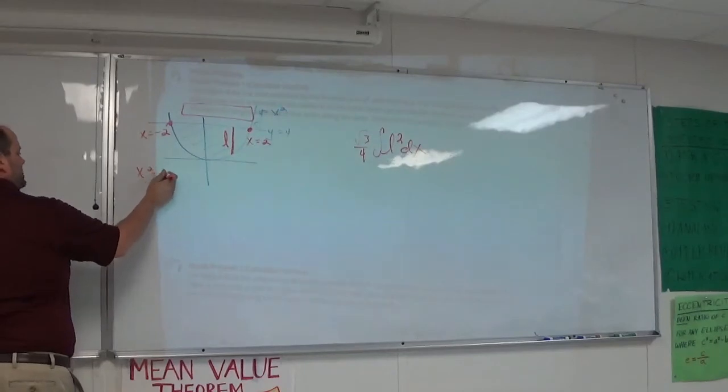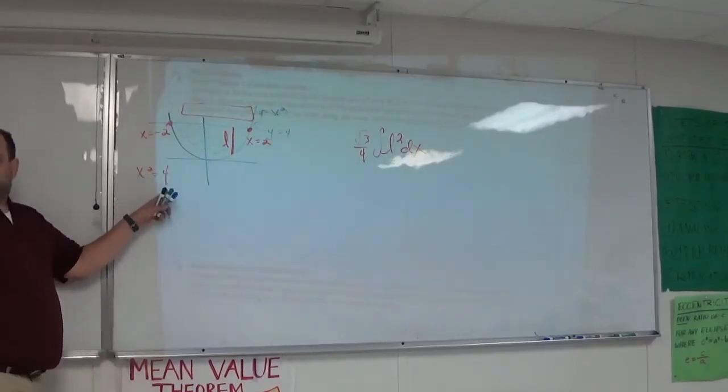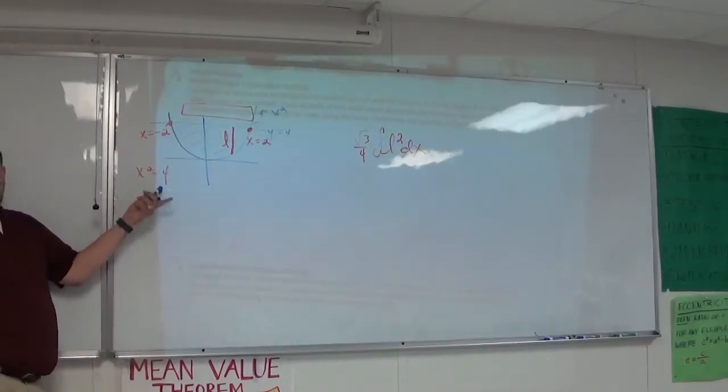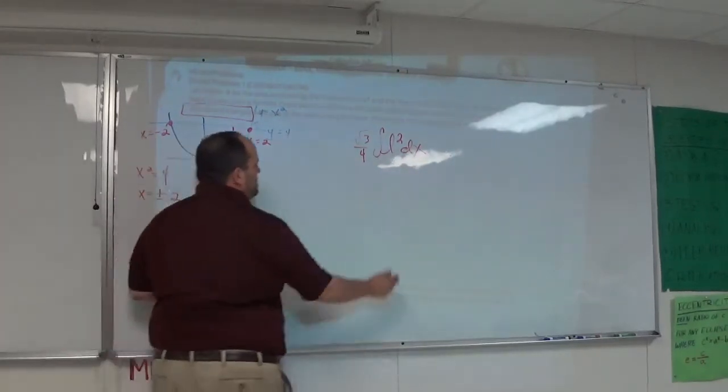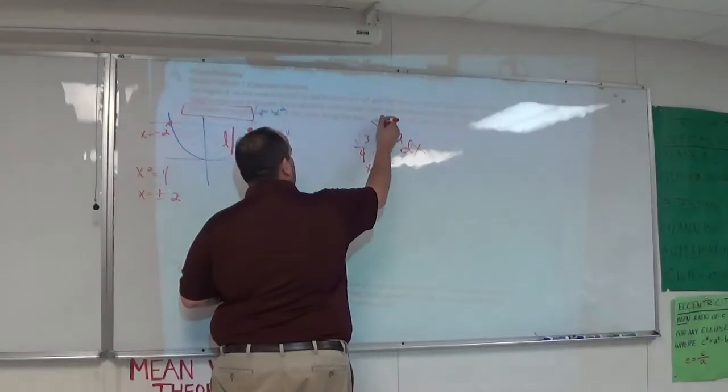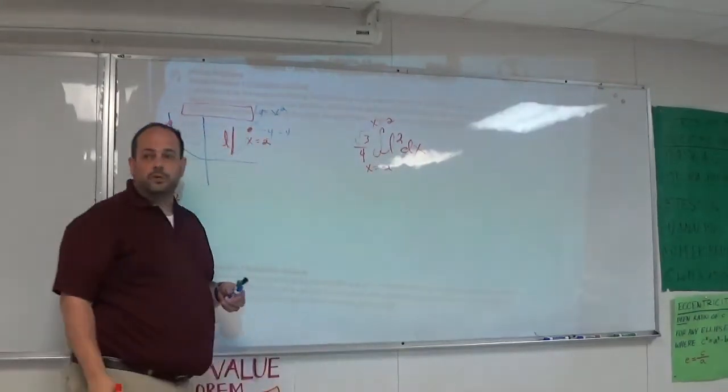If you don't know it on sight, set the two equal to each other and solve it. If x squared is equal to 4, then x has to be plus or minus 2. So you're integrating from -2 to 2.